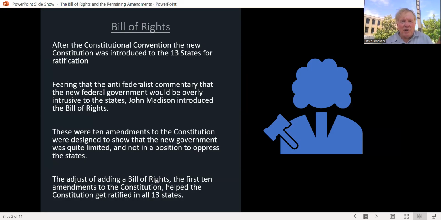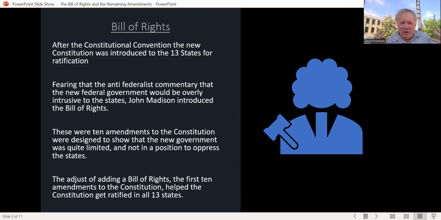Bill of Rights. After the Constitutional Convention, the new Constitution was introduced to the 13 states for ratification. The anti-federalists did not want this Constitution. They thought the federal government would be far, far too powerful. They would swallow up the various states and take away their independence. So fearing those anti-federalists and their rhetoric about the oppressiveness of the new federal government, James Madison decided to introduce the Bill of Rights.